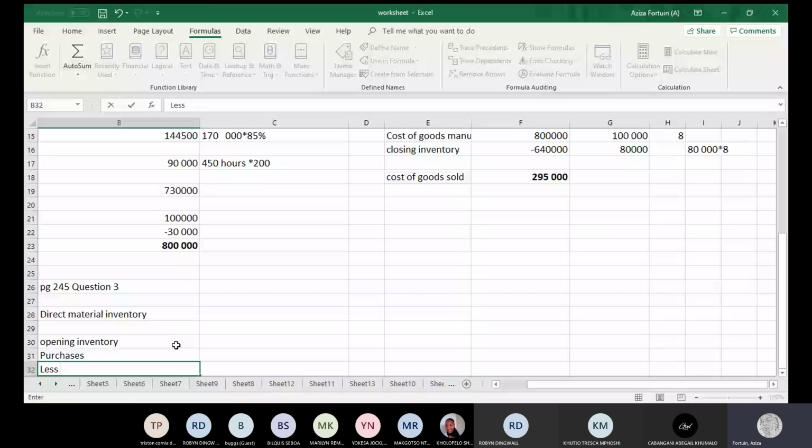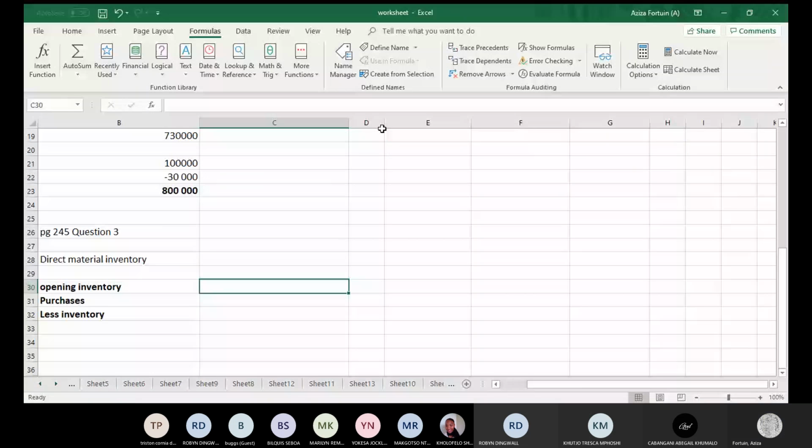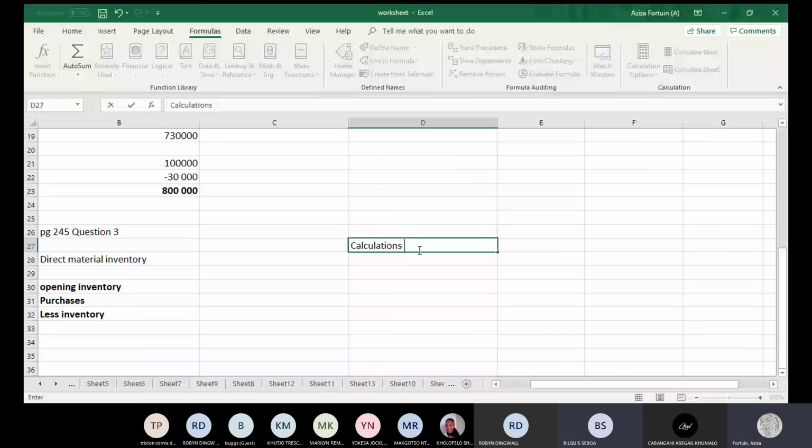That's correct. So let's start now with that. Thanks, Robin. So what would my opening inventory be? There was no inventory at the beginning of April. Okay, so let's put a null there. What would my purchases be?